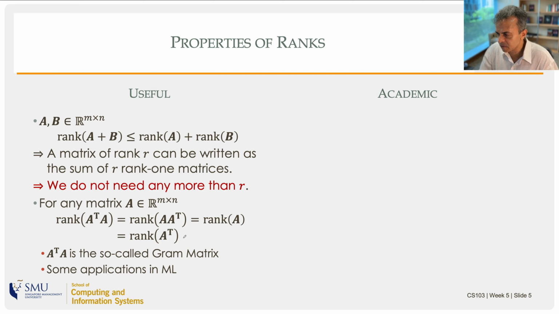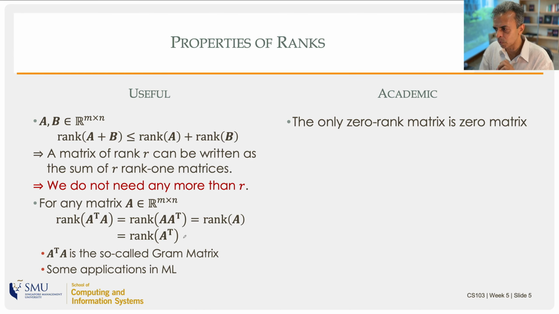Interesting. Now there are some other properties that I called academic. It's the fact that the only zero rank matrix that you can come up with is a zero matrix. That's the only matrix that will not have any pivots anywhere.